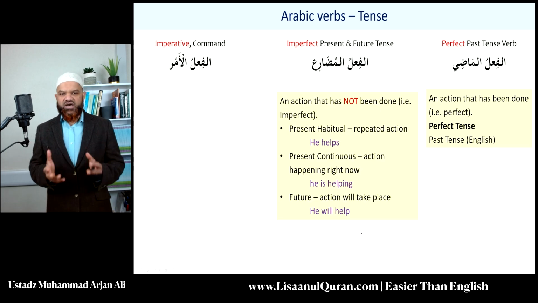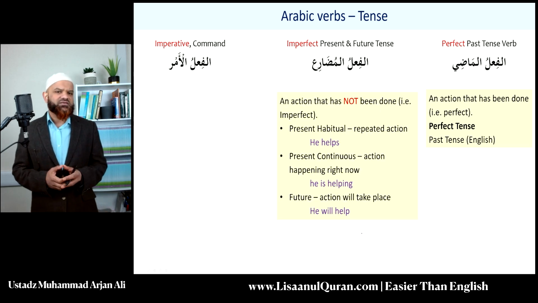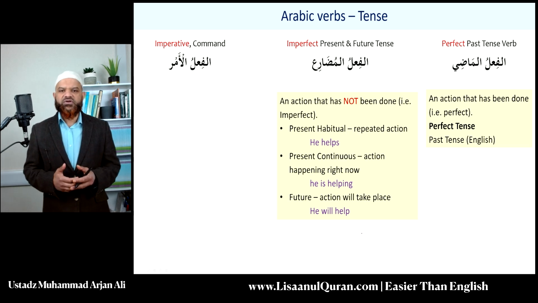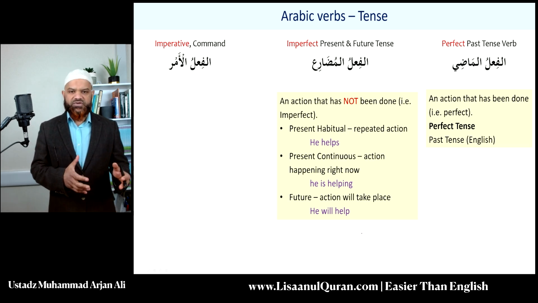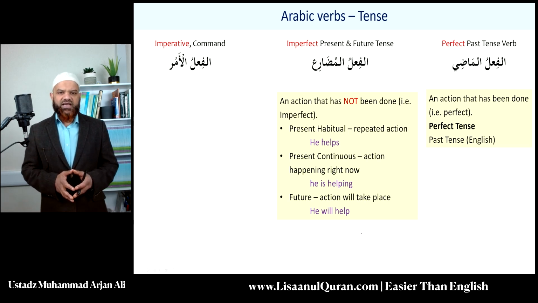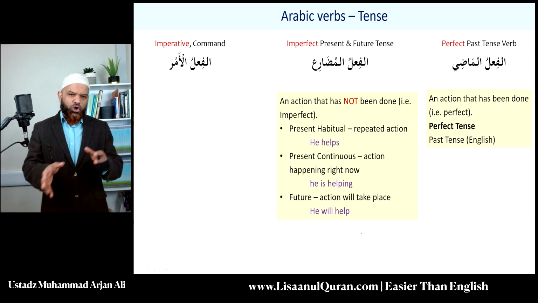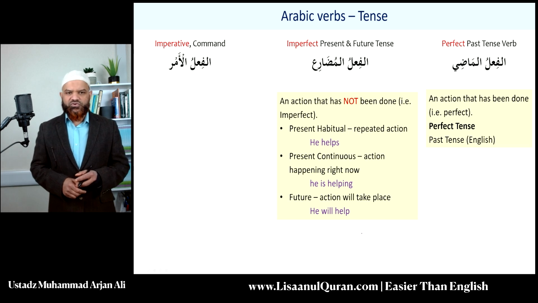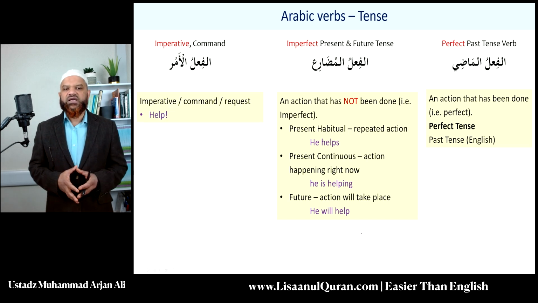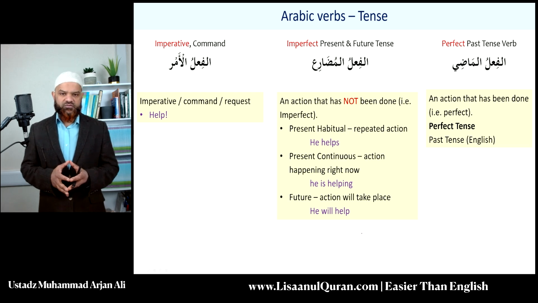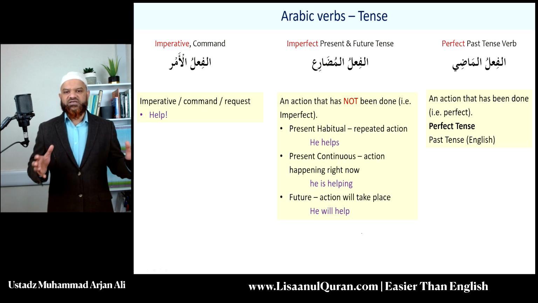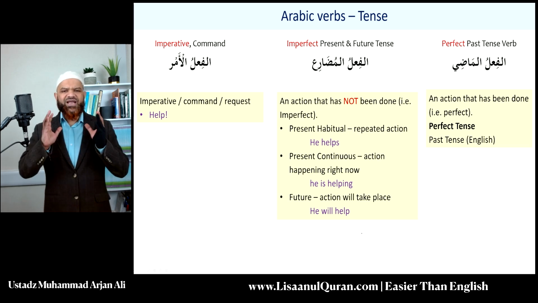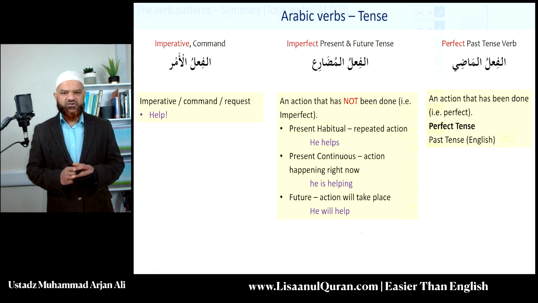Then we have the mudare. Mudare actually can give us 3 basic meanings. One being habitual, for example, present and habitual, he helps; or present and continuous, he is helping; or the future tense, he will help. So we have 3 basic essential meanings, and it is the pattern of the mudare, and of course the context, that will tell us which of these 3 we should translate it as. And we also have the amr, which is the command form of the verb. Again, we're going to learn that inshallah ta'ala in the coming lessons. So these are the 3 different prime tenses in Arabic that we can identify simply by looking at the verb.